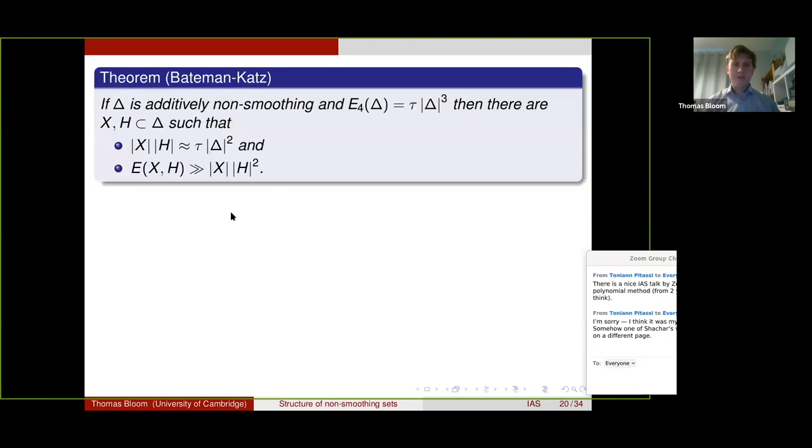And this is the structural theorem that Bateman and Katz proved. So they proved, roughly, that if delta is additively non-smoothing, and E4 of delta is tau times delta cubed, then we can find some x and h inside delta, such that the product of them has size tau times delta squared, and the relative energy between them is basically maximal. It's the size of x times the size of h squared. So between x and h, we're very structured. This they proved for F3 to the n. In fact, they only applied it in F3 to the n, but their proof does work in an arbitrary finite abelian group. They don't use small torsion anywhere.